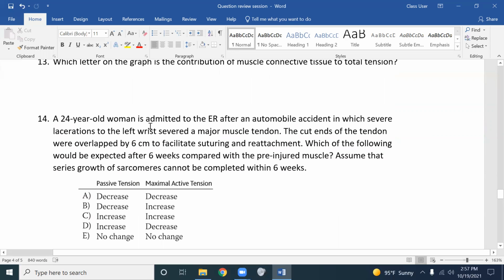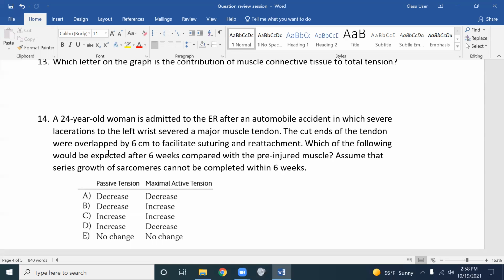This question: a 24-year-old woman is admitted to the ER after an accident, and there are lacerations to her left wrist. The tendon got cut. So it says the surgeon went in and he wants to connect them together. Now, he says the cut ends of the tendon were overlapped. So what the guy did is he overlapped them like that. One end is on the bone, the other end is on the muscle, yes?